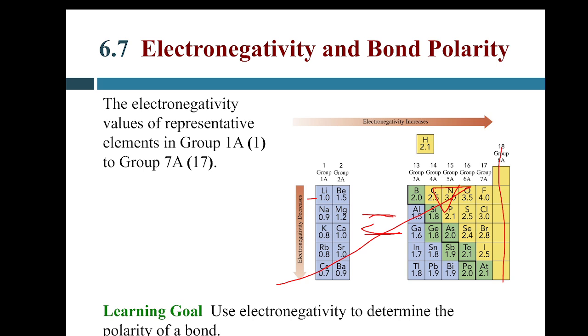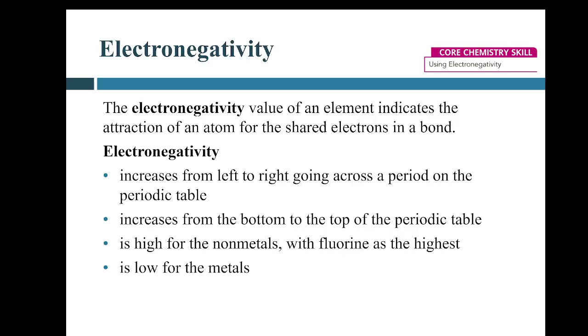They don't bond, yeah. So we can't measure how well it holds on to electrons in a bond if it doesn't bond. And if you could get them to bond, which you actually can in very weird situations, they'd be very high. But for the most part, they do not bond. So your book says, electronegativity value of an element indicates the attraction of an atom for the shared electrons in a bond.